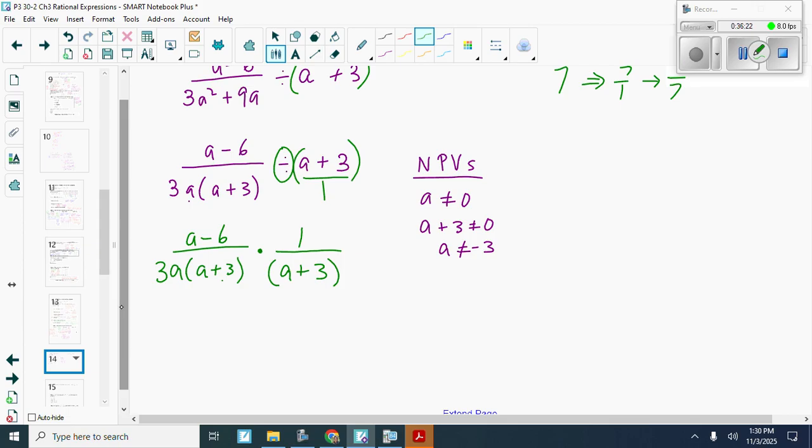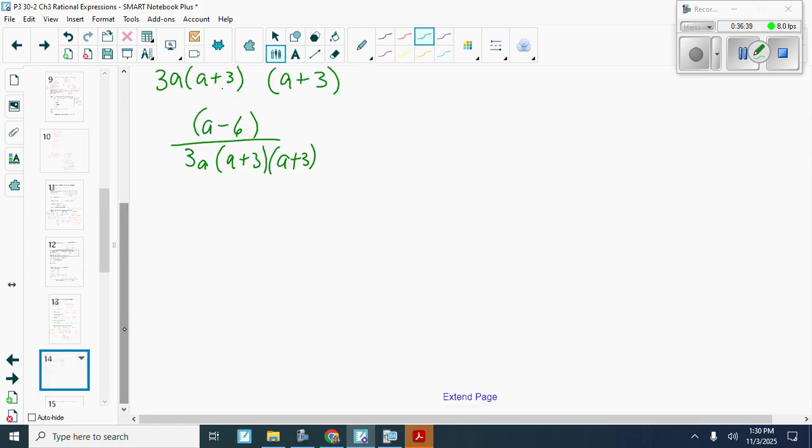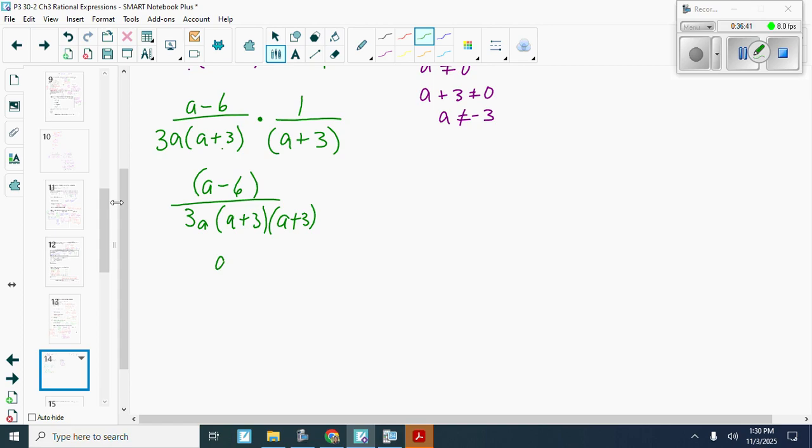So now we're ready to multiply. We have an a minus 6 on the top. We have a 3a on the bottom, and we have an a plus 3 and another a plus 3. We couldn't simplify that anymore. Like we couldn't cancel anything out. Another way of writing this, because there's 2 of them, we could do 3a times a plus 3 squared, because there's 2 of them that are exactly the same, which means that it's squared. A cannot equal 0 or negative 3.